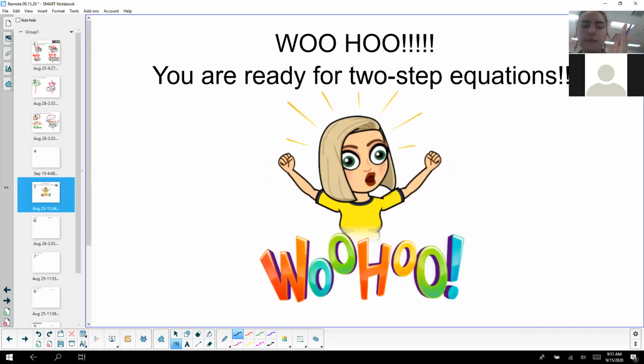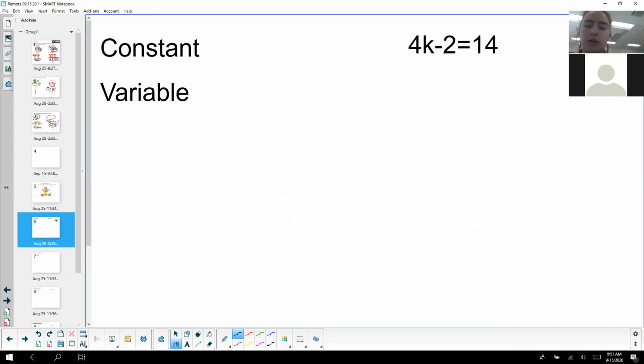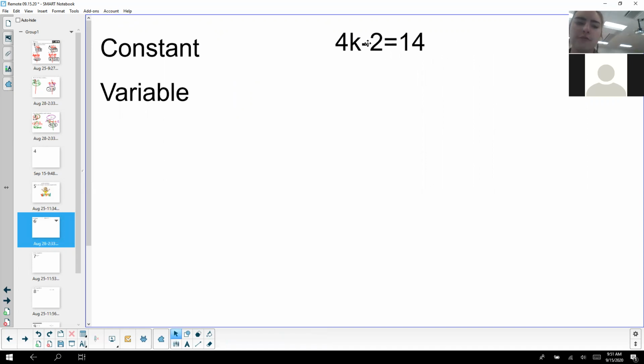So woohoo, if you're good with one-step equations, which we did yesterday and today, you should be ready for two-step equations, and I'm going to show you what that looks like. This is an example. If you are taking notes in your notebook, you can go ahead and write down two-step equations, because we're starting those today and we'll be working on them for the rest of the week, because they are essential for multi-step equations and for your understanding of algebra.